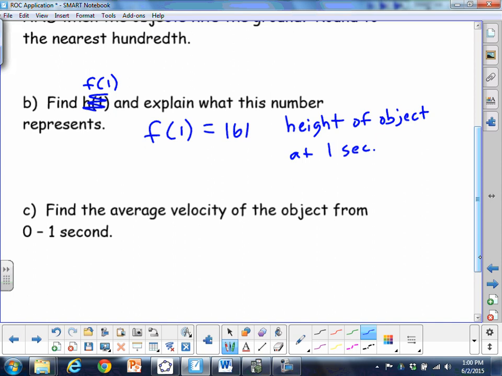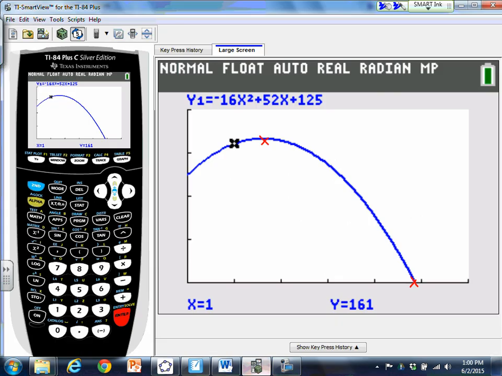All right, so now we want to find the average velocity of the object from 0 to 1 second. If we think about the picture, we know this point we just found was 1 comma 161. We could do something similar and find that the initial point is 0, and it started at 125, which I can tell was the c value there. So the average velocity is just going to be the slope of a secant line going through those 2 points. Average just means a nice steady linear type of slope.